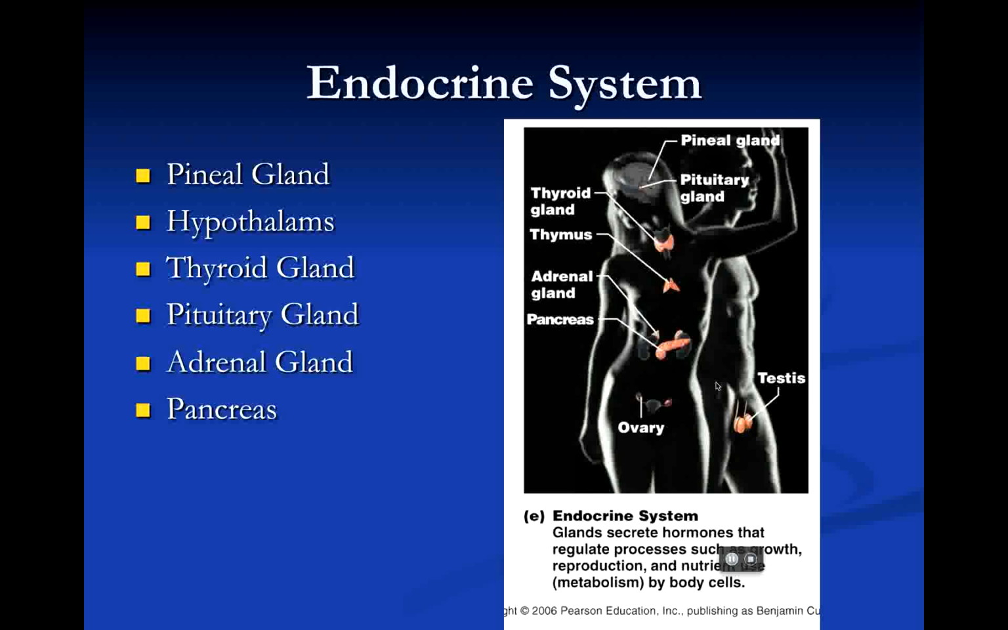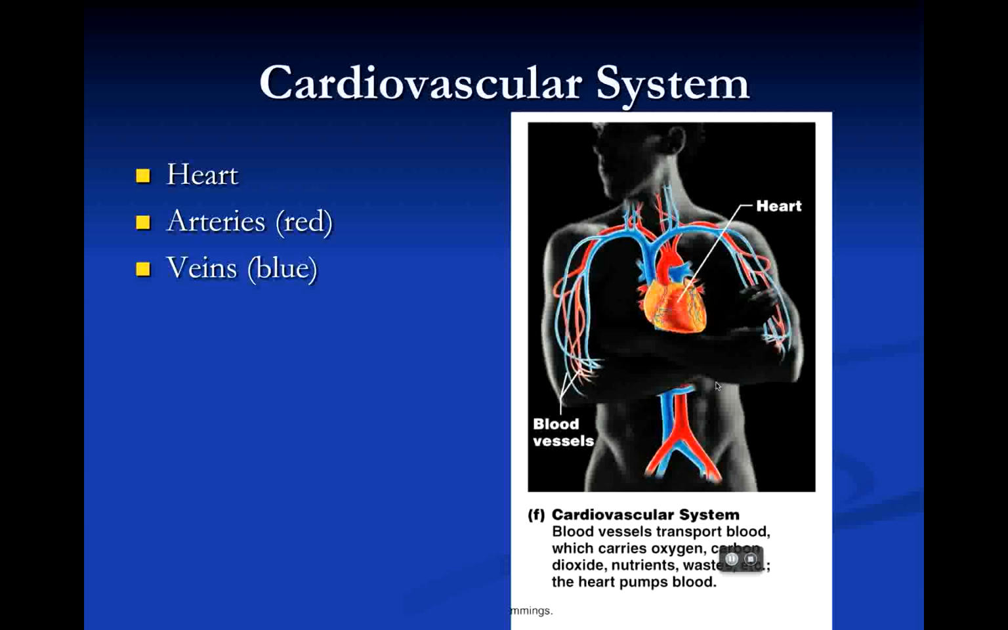And finally, you have your pancreas. Your pancreas aids in digestion and also the balancing of your blood sugar by secreting insulin and glucagon. On the picture on the right-hand side of the screen, ovary and testes are listed. And that's not wrong. They are part of the endocrine system, but for the purposes of this lecture and for testing, I want you to include ovary and testes under their respective reproductive systems.